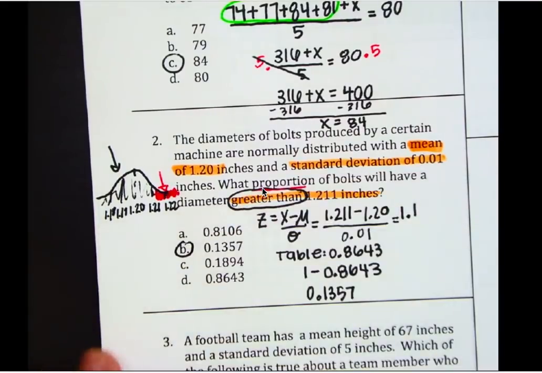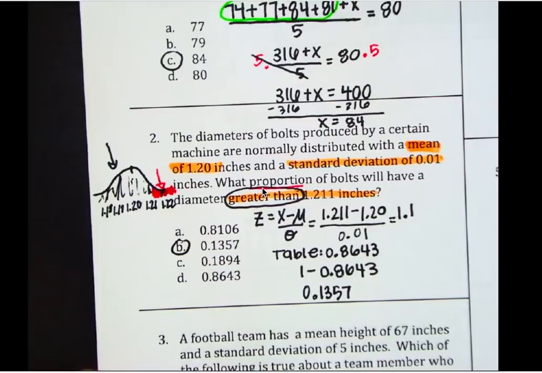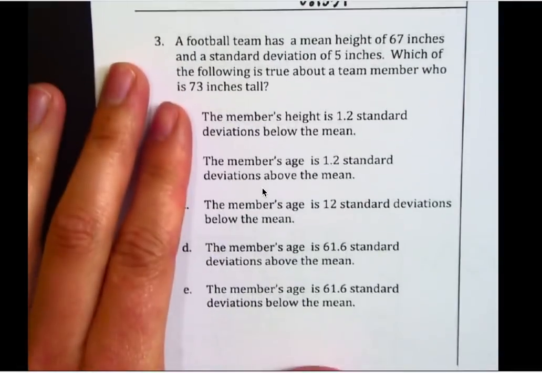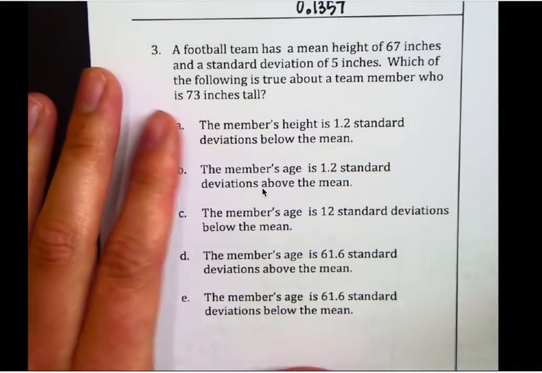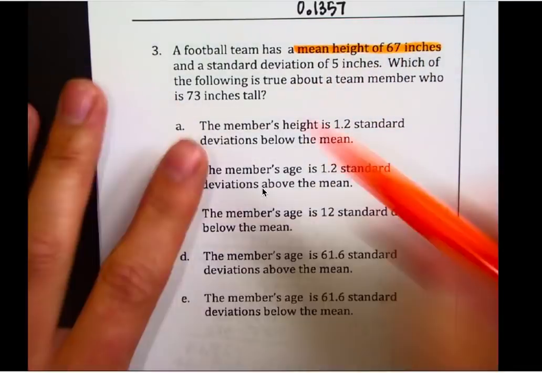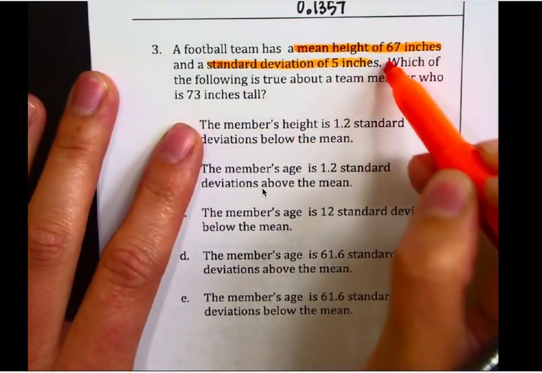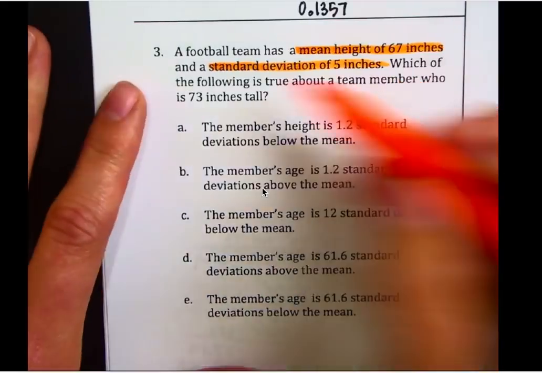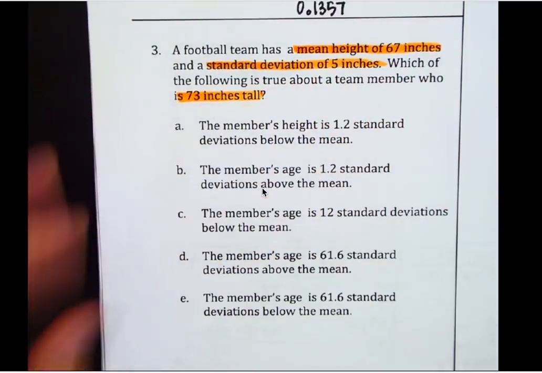So our answer would be B for the proportion. Okay, moving on to number 3. A football team has a mean height of 67 inches, so there's our mean. Our standard deviation is 5 inches, and we want to know which of the following is true about a team member who is 73 inches tall.